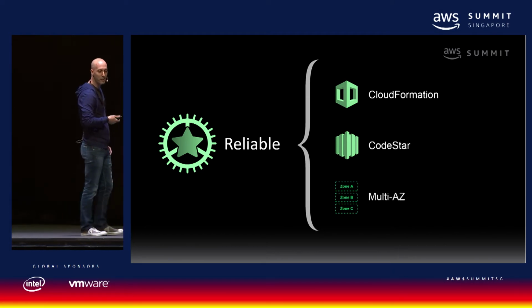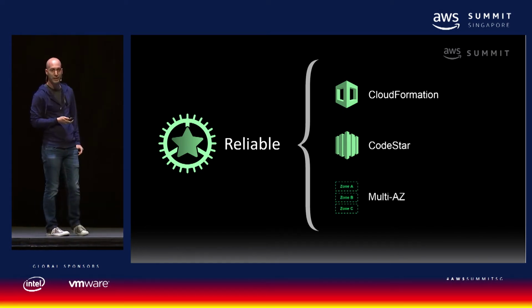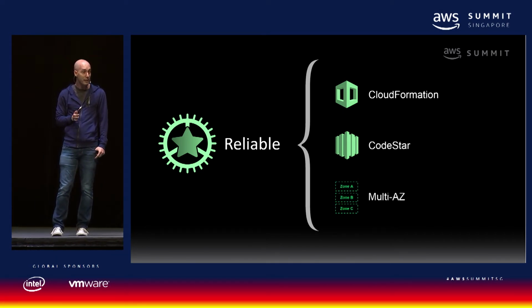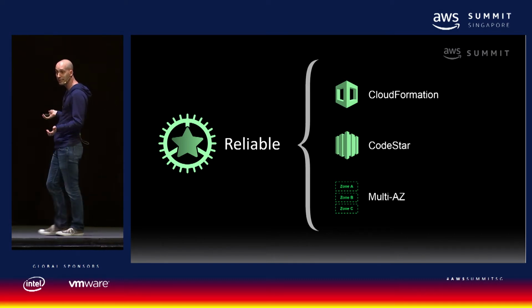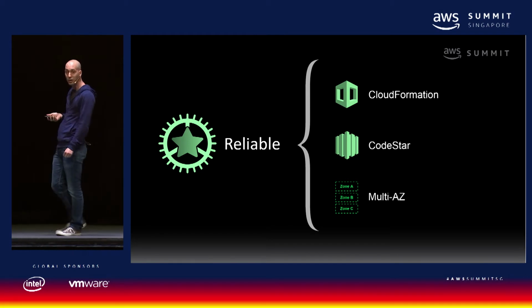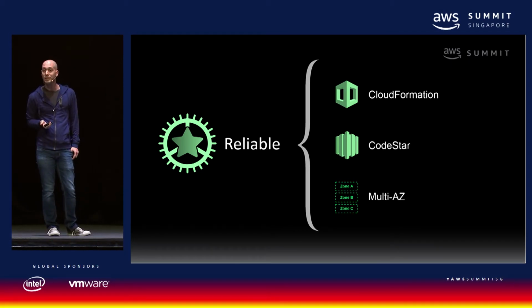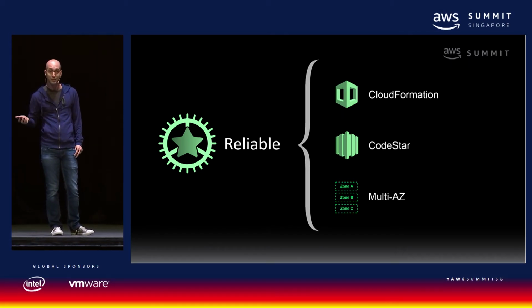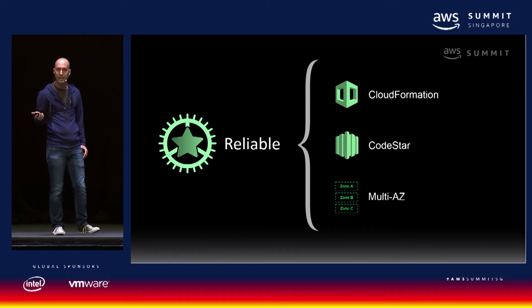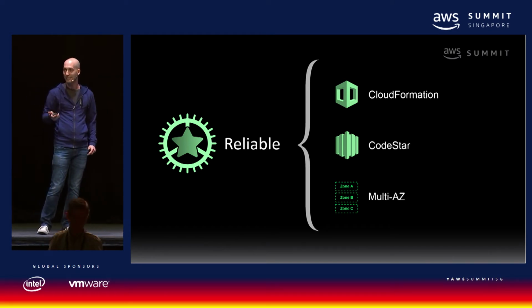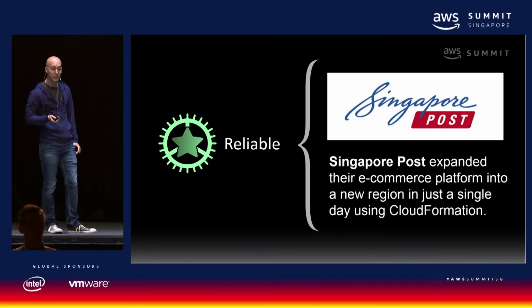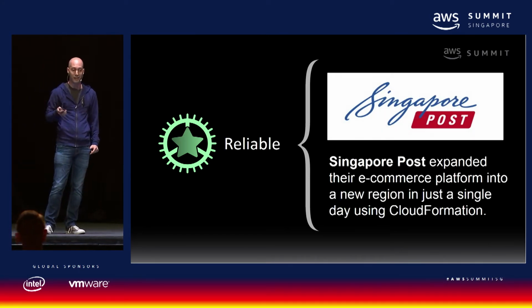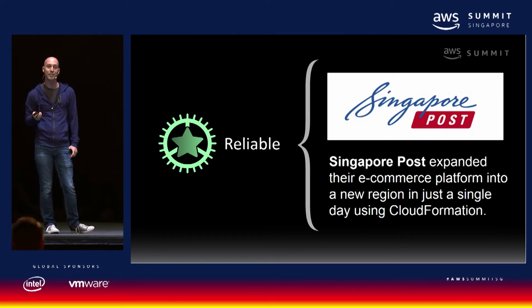Finally, this one is about redundancy. We have a third availability zone recently added to Singapore. If you didn't know that, it's good to know. It'll let you run quorum services like Kafka or Cassandra on your own. Of course, we also use it for Amazon Aurora, our fastest growing database service, to make sure your data is well protected and highly available. Singapore Post was one of our customers that managed to expand into an entirely new region in a single day because they were using CloudFormation.